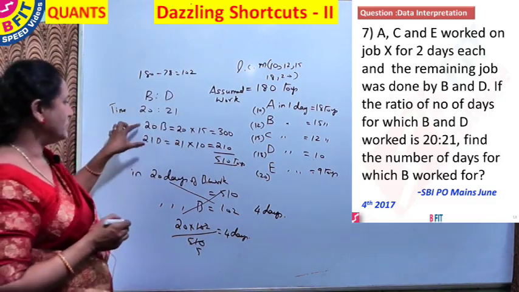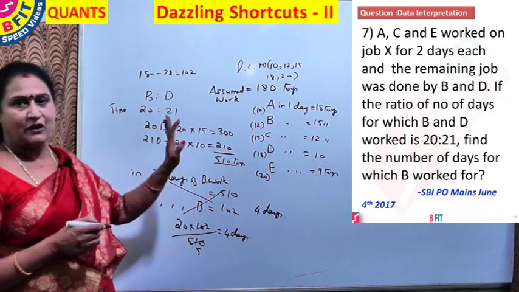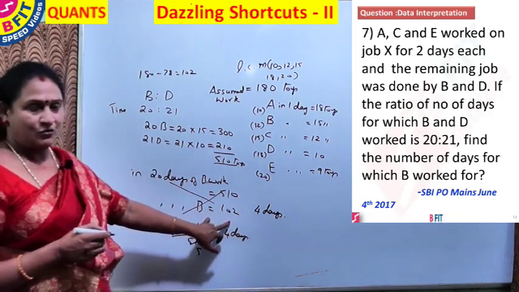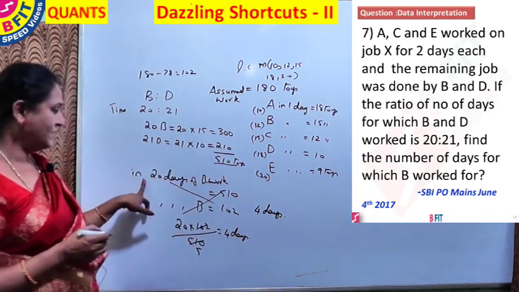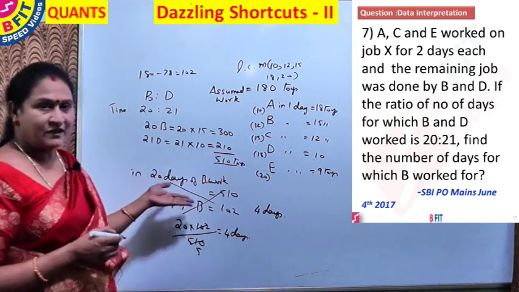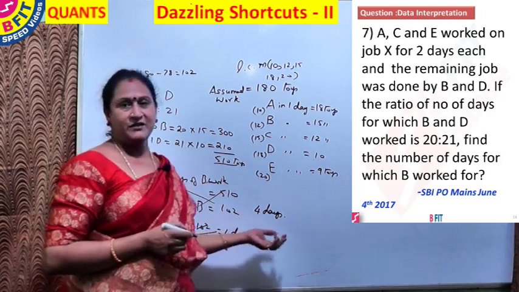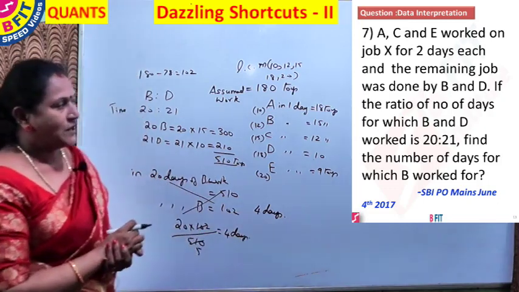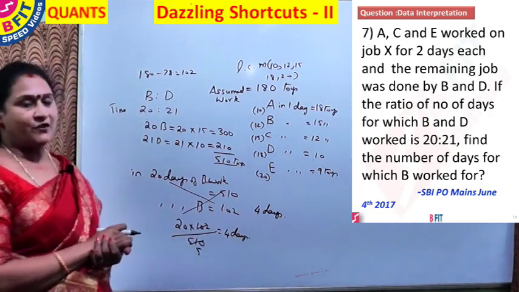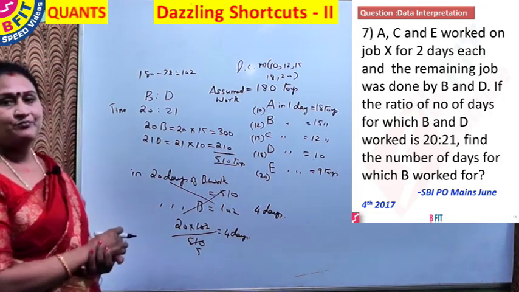According to the ratio, if I take B as 20, D as 21, they can make 510 toys, but we need only 102. So for 510 it is 20 days, so for 102 how many days? As days and work vary proportionally, cross multiplying and dividing, we get the answer is 4 days. So the number of days for which B worked is 4 days. Now we'll see the next question.